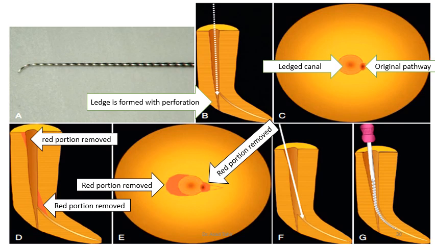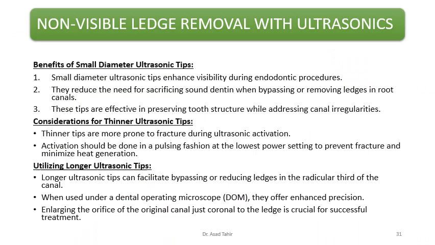Microscopic view showing red portions to be removed for easy access to the original pathway. Access to the original pathway was flared to facilitate file insertion. Bypassing file used in short push-pull strokes to create a distinct pathway to the original canal as the final glide path. Non-visible ledge removal with ultrasonics.